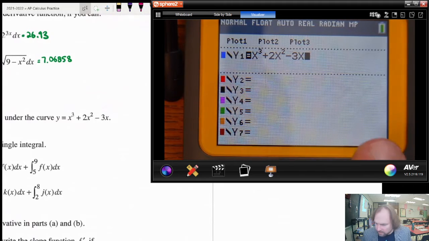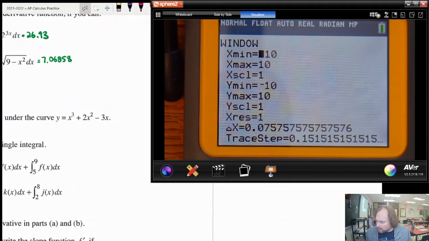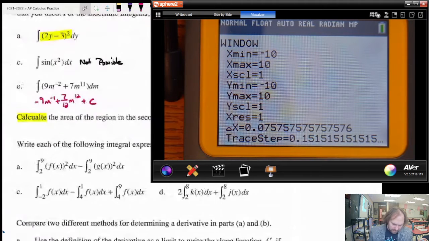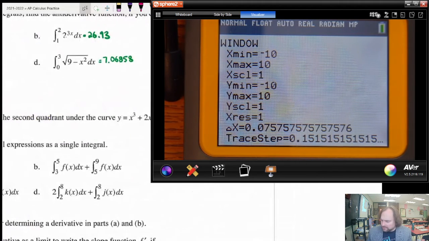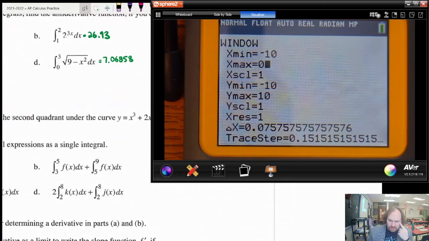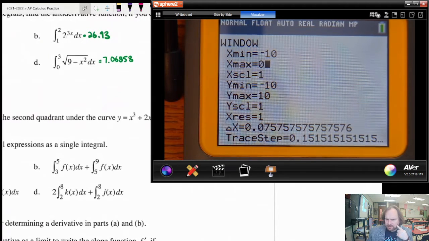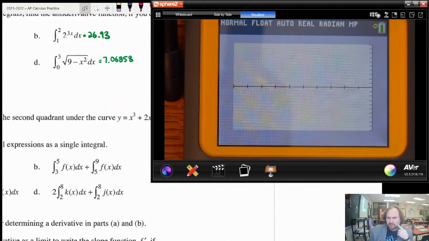And we're just going to carefully set the window here. We only care about the second quadrant. So is that what it says? Yeah, second quadrant. So let's go from like negative 10 to 0 and see if we can see everything there. I'll leave everything else the same. I just want to get a good look at this thing, and then we'll see what we have to do afterwards. Hopefully we see something popping up there.